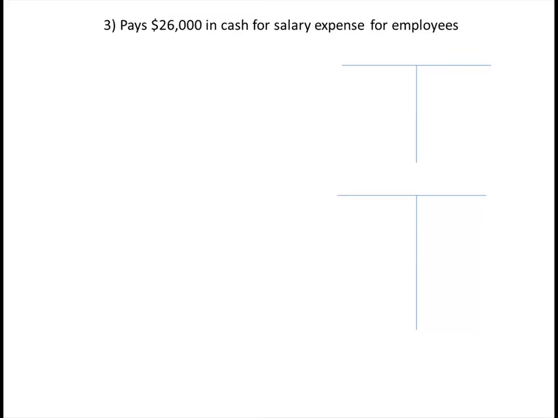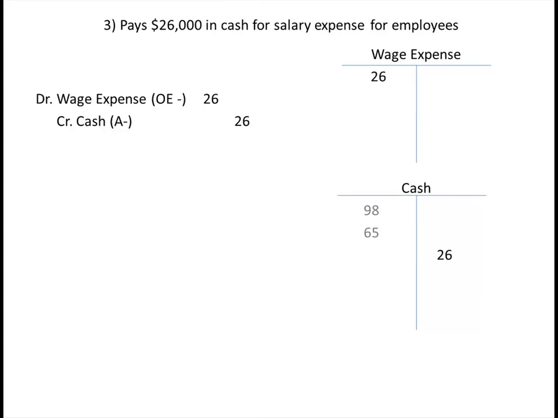Journal entry 3, again, is very similar to one that we did in the prior period, the only difference being the number. Last year we had $25,000 in salaries. This year we've got $26,000. And so we're going to have a decrease in cash, leaving room for our debit, a debit to wage expense for $26,000.